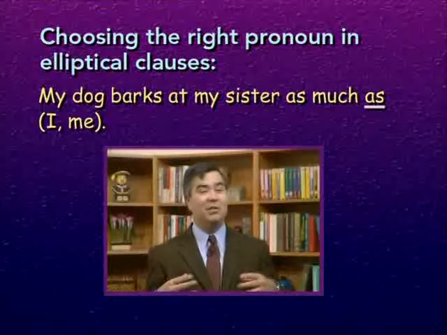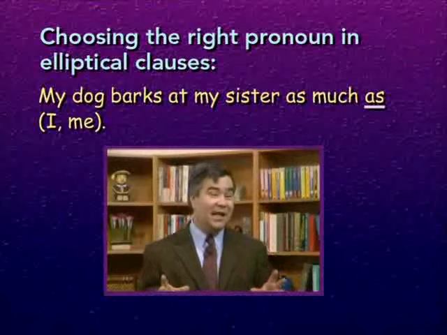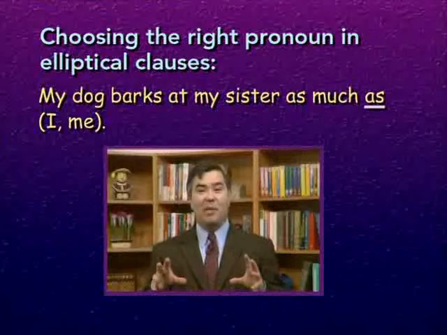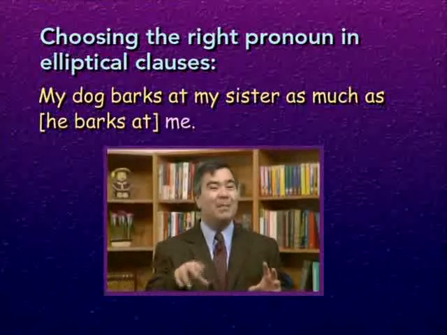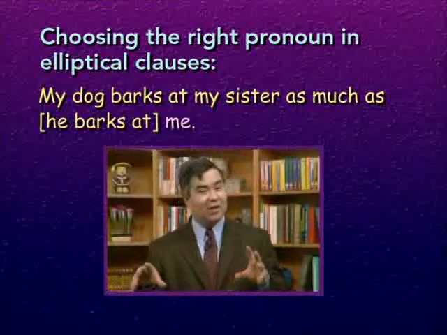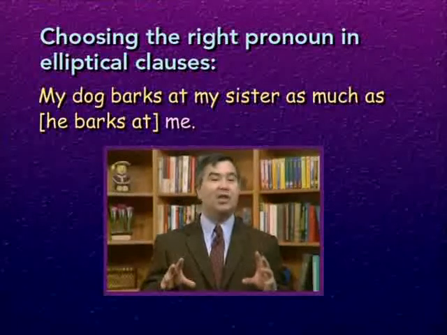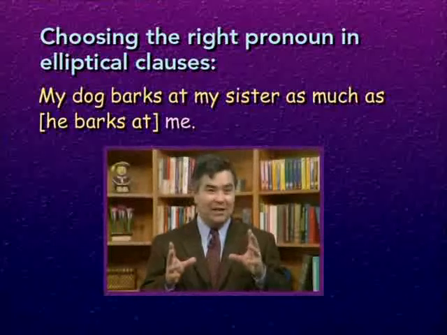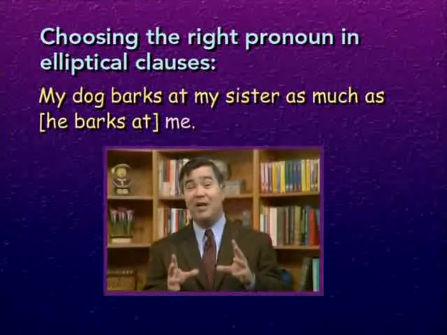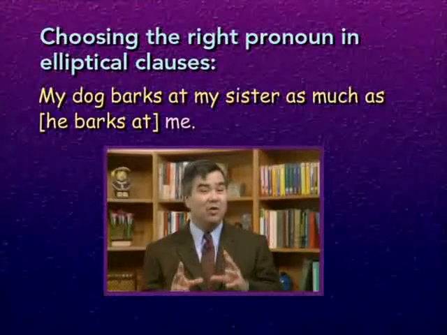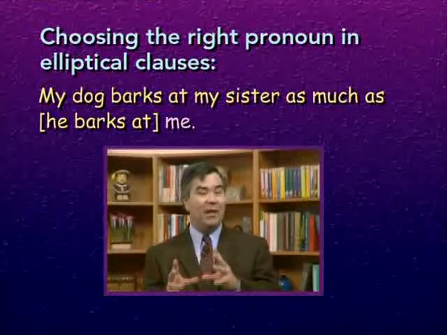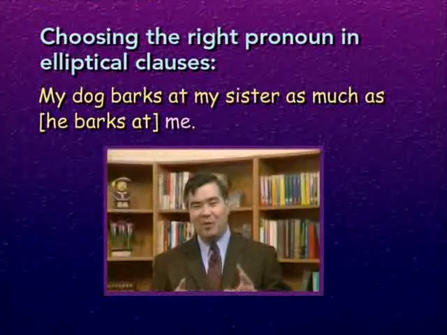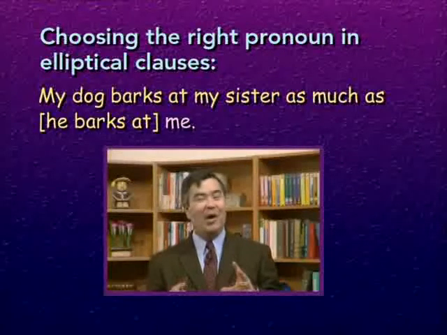No, I don't think so, because most human beings don't bark. Instead, I think what the sentence is saying, if you fill in the missing words, is, my dog barks at my sister as much as he barks at me. Okay, assuming that that's the correct meaning, which seems logical in the context of what we know about dogs and human beings, then the correct pronoun should be me, because you use the objective case pronoun based on the fact that once the omitted words have been stuck back in, we see that the pronoun is the object of the verb barks.